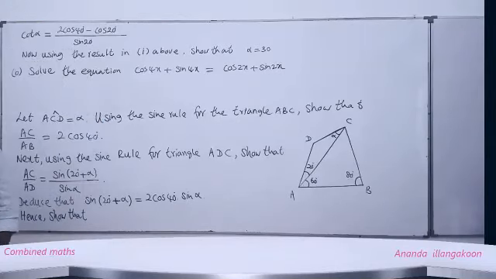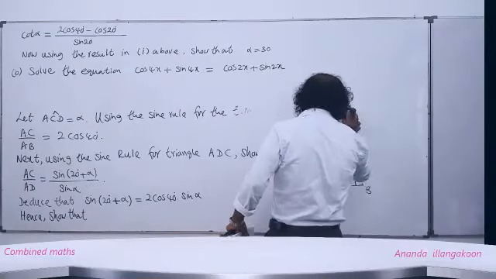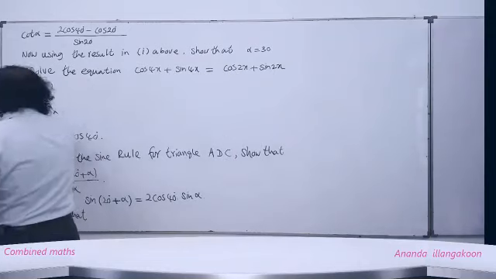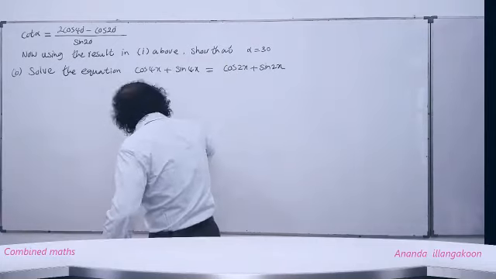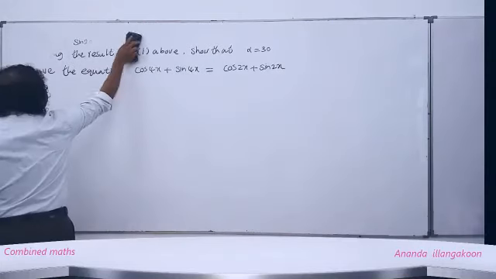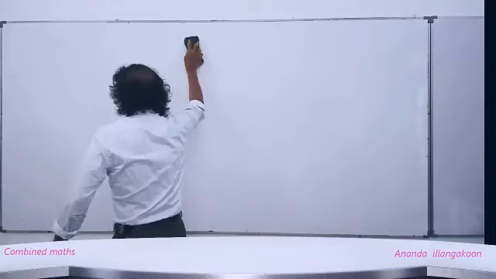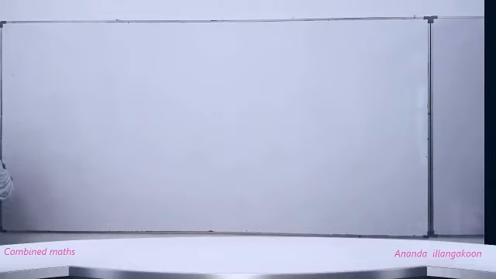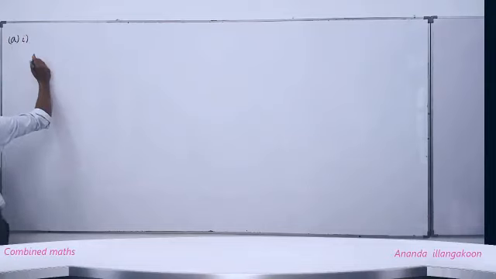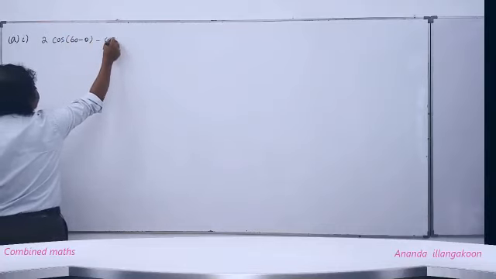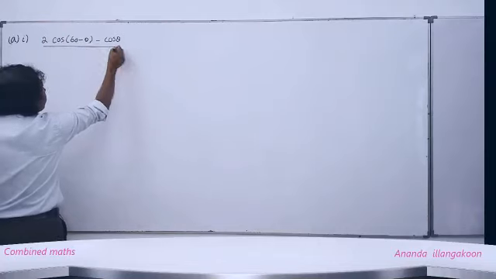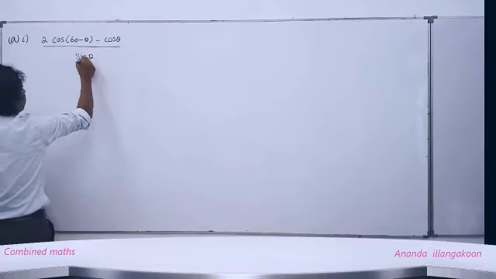Right. Okay, people, now then we'll start the first one. Right, people, now first one is given like this. Show that, part A, first part, right? 2 cos(60 minus theta) minus cos theta, divided by sine theta. We have to prove this is equal to, people, root 3.